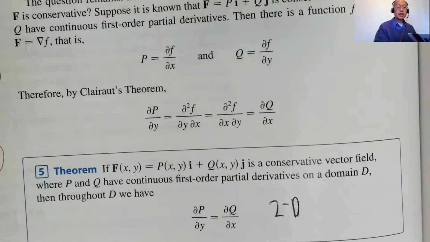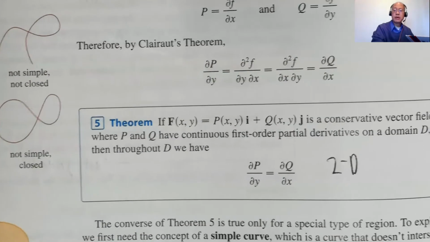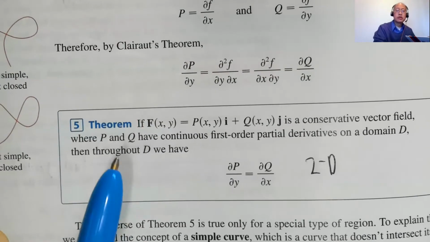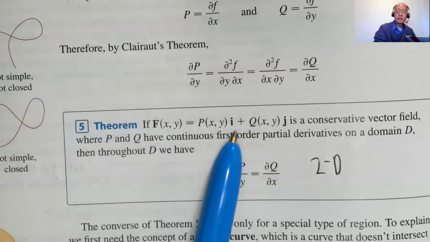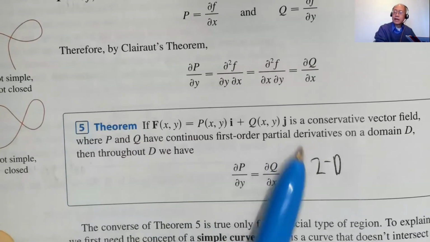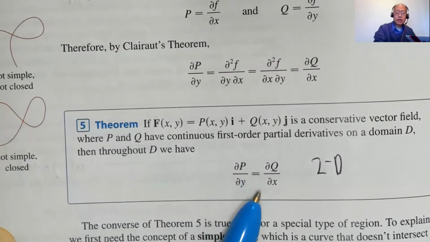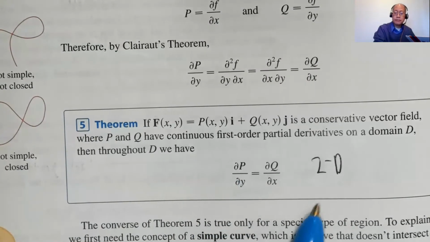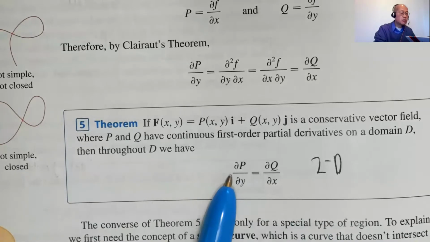Now, in 2 dimensions, page 1090, how can we tell if we have path independence or a conservative vector field? So we have this theorem. In 2 dimensions, if F = P i + Q j is a conservative vector field, where P and Q have continuous first order partial derivatives, that's always going to be the case in the problems that we do, then the partial of P with respect to y is equal to the partial of Q with respect to x in 2 dimensions. There's another route for 3 dimensions, a little bit harder, but that has to be true in 2 dimensions.